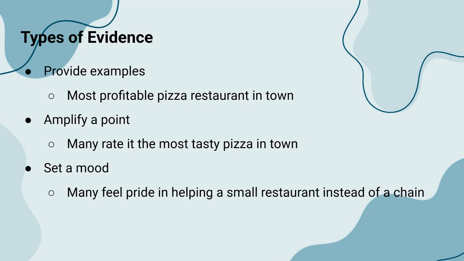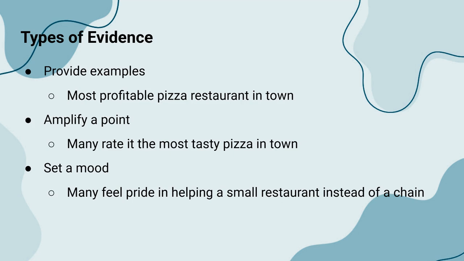And the last type is to set a mood. Many feel pride in helping a small restaurant instead of a chain restaurant. So those are just some reasons why this restaurant could be the best in town. And these are the three types of evidence. Even though you should know the three types of evidence, you should be able to look at a piece of evidence and say, this is a data-based piece of evidence. This is one used to amplify a point. This is one to set a mood. And each evidence should be distinct enough that you can see it. As long as you can recognize the fact that it is evidence, then you should be okay.